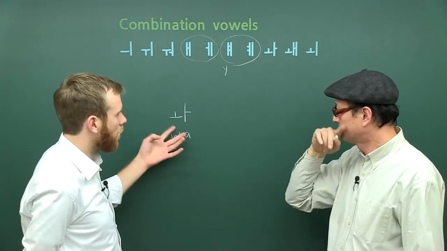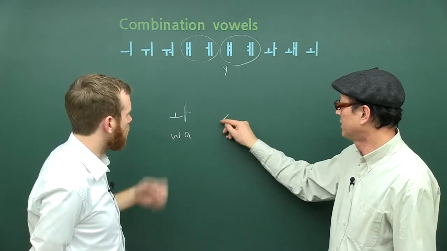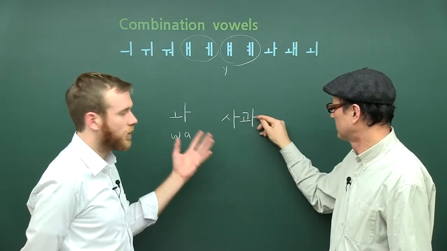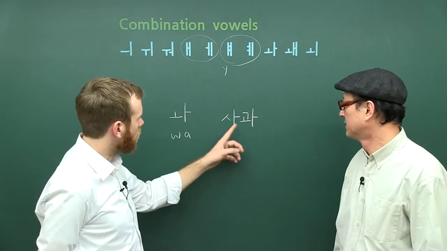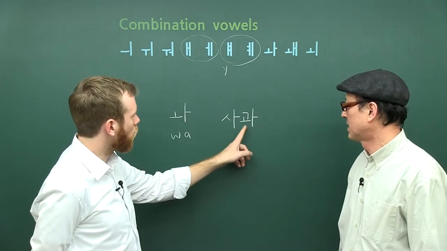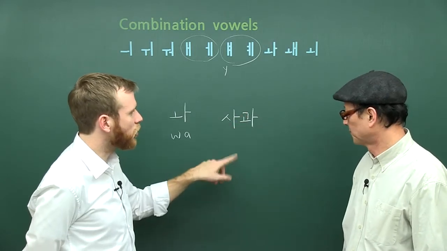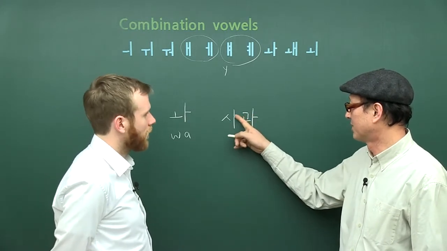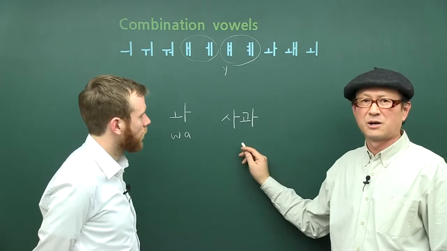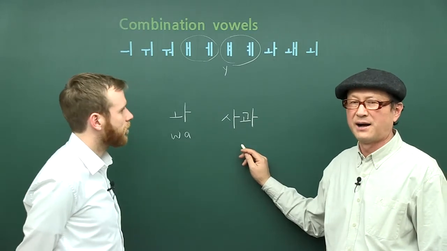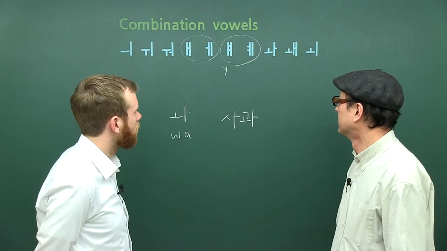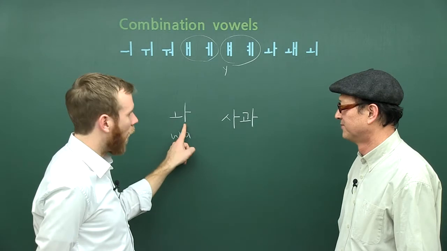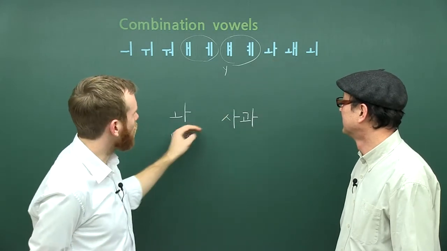Can you think of a word? Maybe apple? Apple in Korean is 사과. 사, 과. It almost sounds kind of like a GWA, because it's between two vowels. 사과. All right, so that's our wa. The o-a becomes wa.